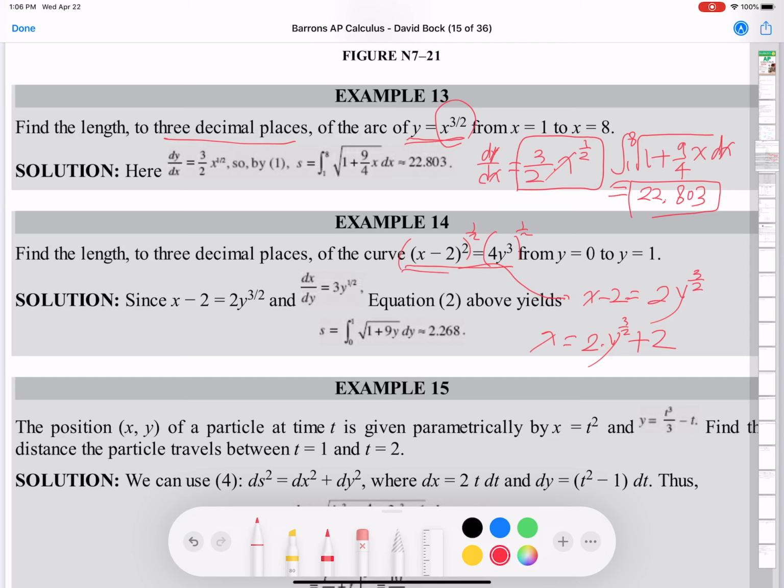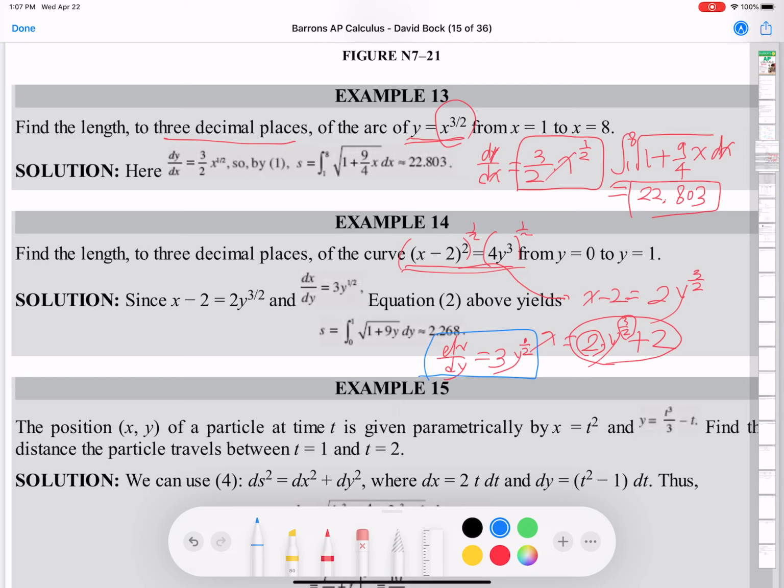I solve this equation for x first. And then find that derivative, right? Of this function, that's going to be dx over dy, not dy over dx. Okay, so dx over dy is equal to 2 times 3 over 2 is 3. So 3, and then y to the n minus 1 half power. And then any number's derivative is 0. So you can find that dx over dy, which is 3y to the half power.